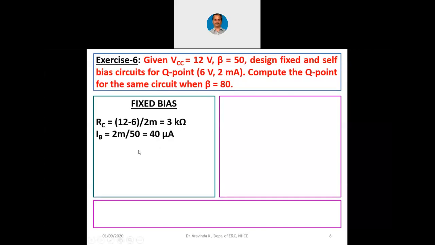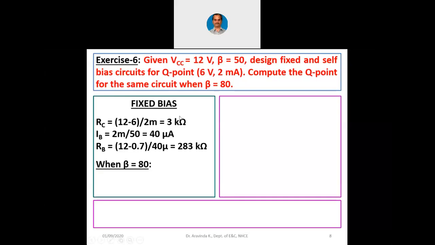Now IB can be found out because ICQ is given 2 milliampere divided by beta is given 50. So IB is 40 microamperes. When IB is 40 microamperes, RB can be found out. RB is VCC minus VBE divided by IB. 12 minus 0.7 divided by 40 microamperes is 283 kilo ohms.